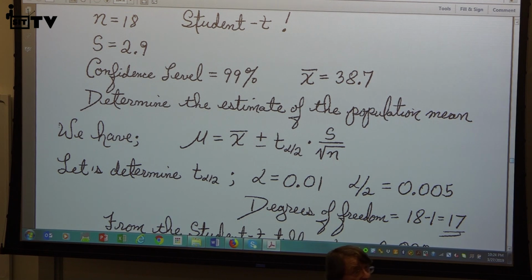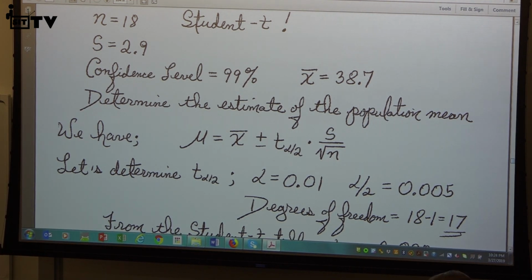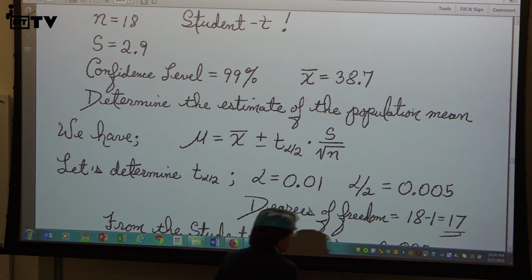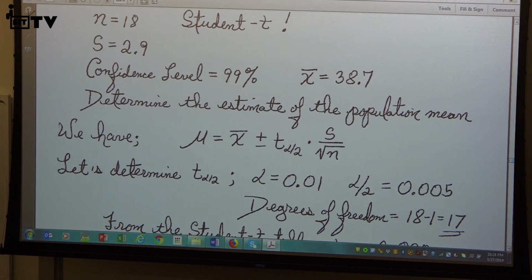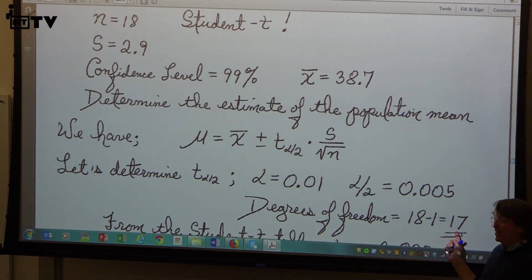Now, last thing, student t has what's called degrees of freedom. Degrees of freedom is n minus 1. So we measured 18. We have to look up the 17th row in the table. So degrees of freedom is used to parameterize, to set up the student t table. And so we get 18 minus 1 is 17.